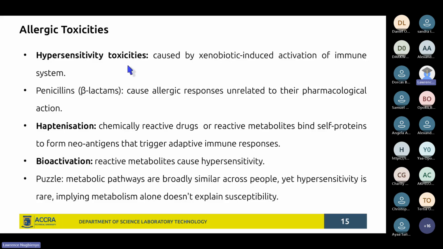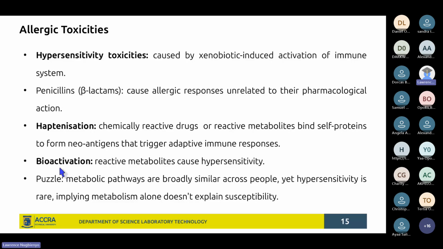So it's not the substances themselves. With haptenization, it is not the substances themselves that are causing that adaptive immune response, but their reactive metabolites that are binding to some proteins, which then form some neoantigens to trigger such adaptive responses. Now, another proposal is that you have these reactive metabolites themselves causing the hypersensitivity, which is referred to as bioactivation. And this bioactivation, you can also look at as what is referred to as toxication or toxification.